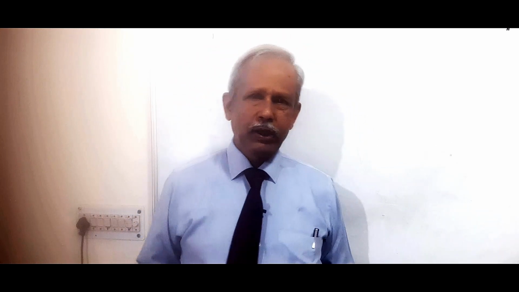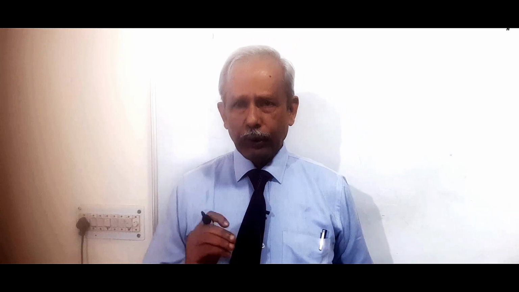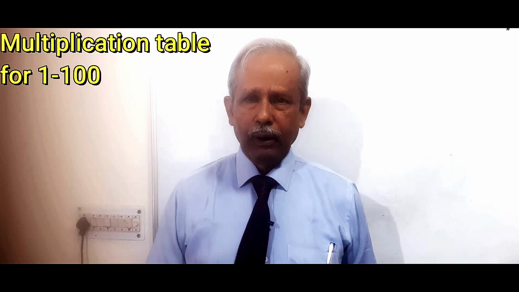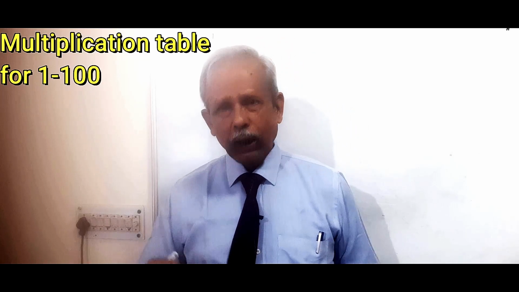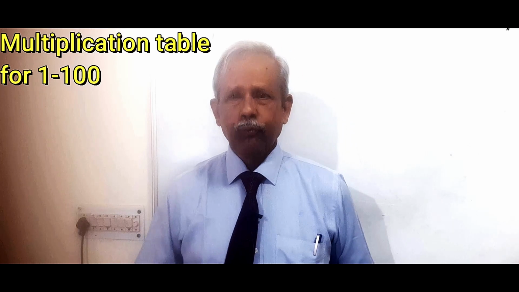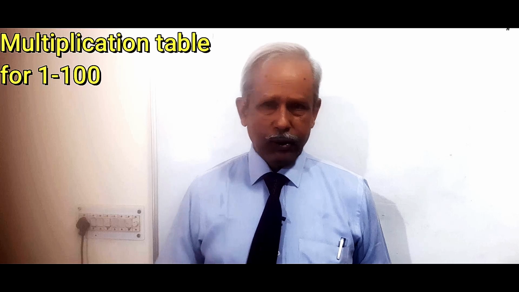In our last session, we saw the multiplication table of 12 to 19, means multiplication table of any numbers from 12 to 19. Today, we'll see the multiplication table of any number from, say, 1 to 100. In fact, all two-digit numbers. How to find out the multiplication table of all two-digit numbers. So let me first take one example of a two-digit number.